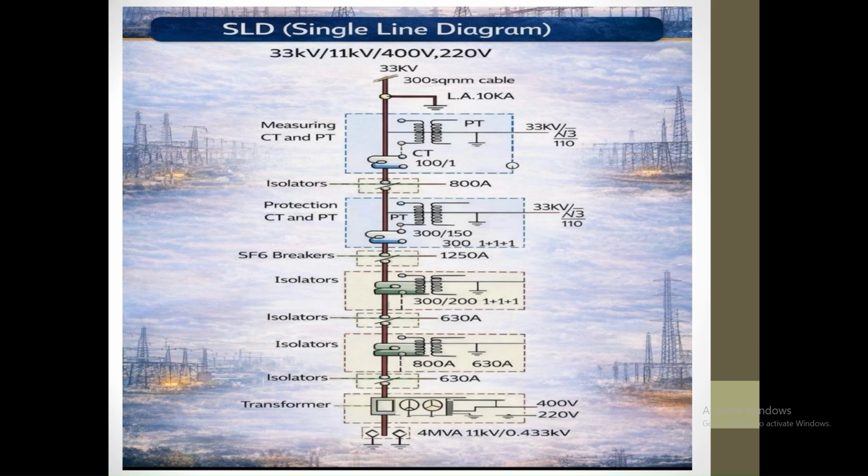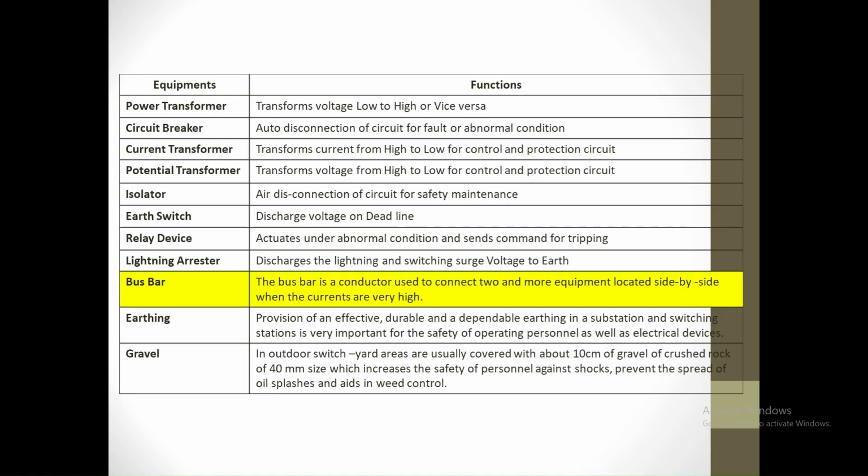Next comes the single line diagram, where you can see the 33 by 11 kV single line diagram here. Here we have the CT, PT, isolator, protections, SF6 breakers, and transformer isolators, and the individual functions, whatever we have seen earlier, like why these devices are needed.